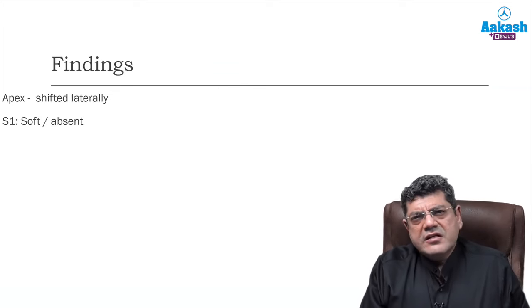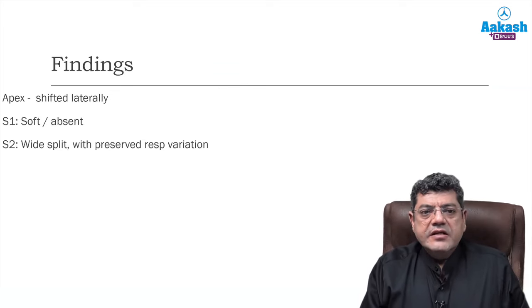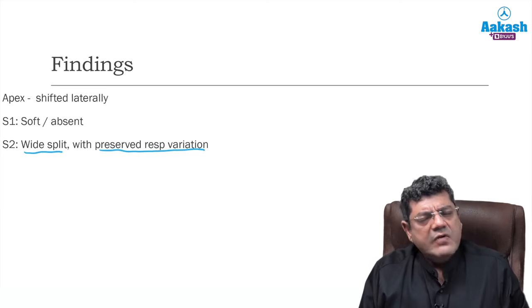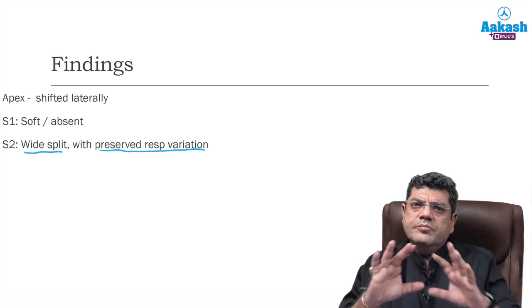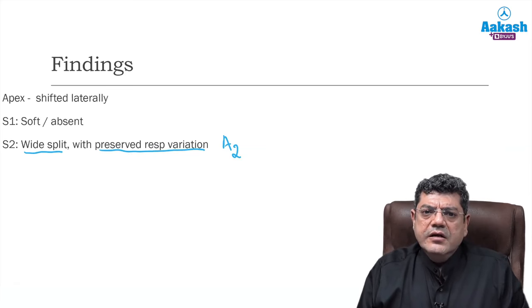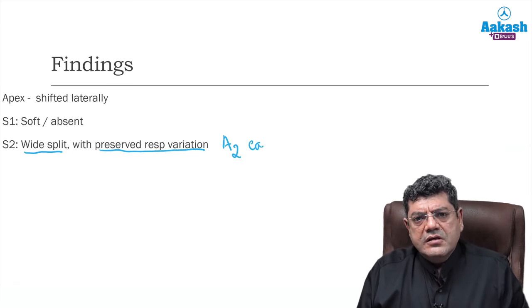The S1 we discussed why it's soft or absent. The S2 has a wide split with preserved respiratory variation. Why does it have a wide split? Now here pulmonary hypertension is not developing. What's happening is that the A2 comes early.